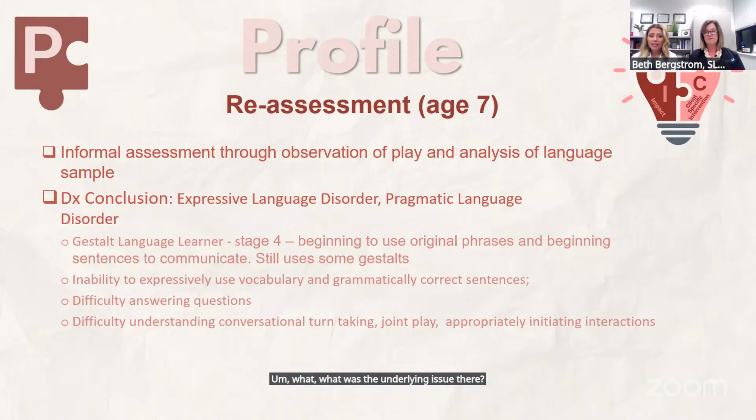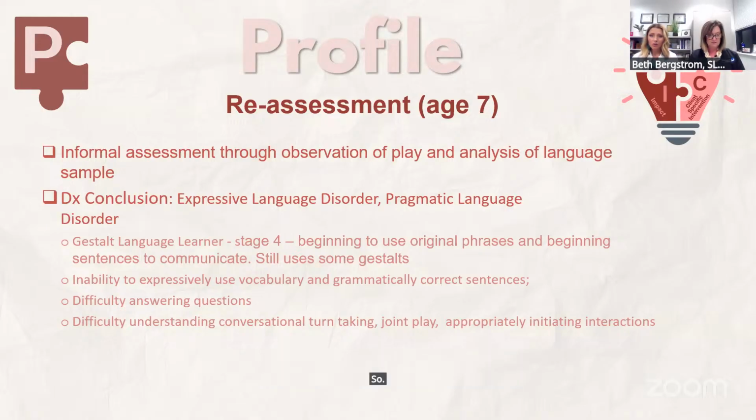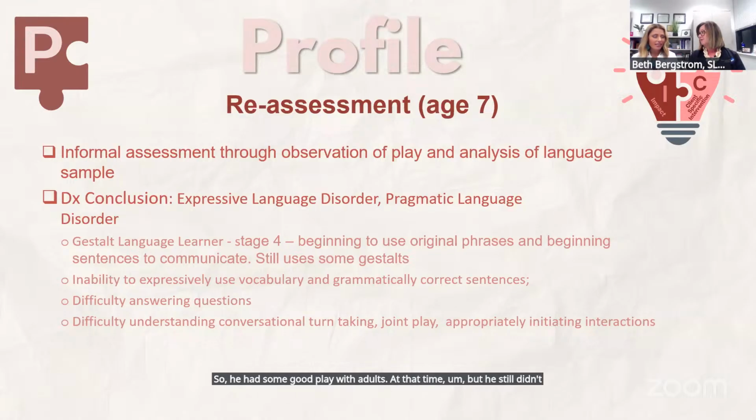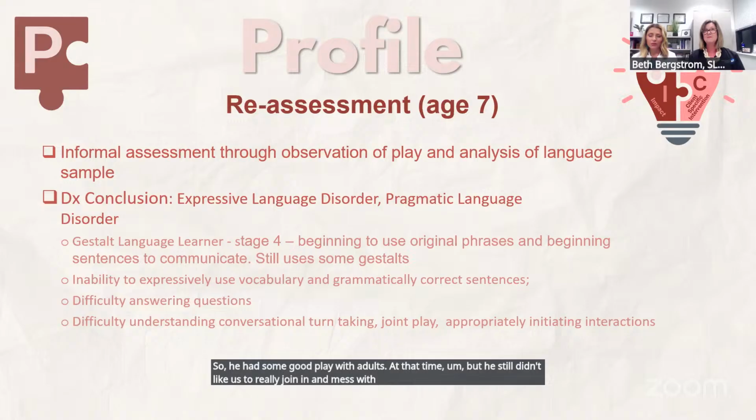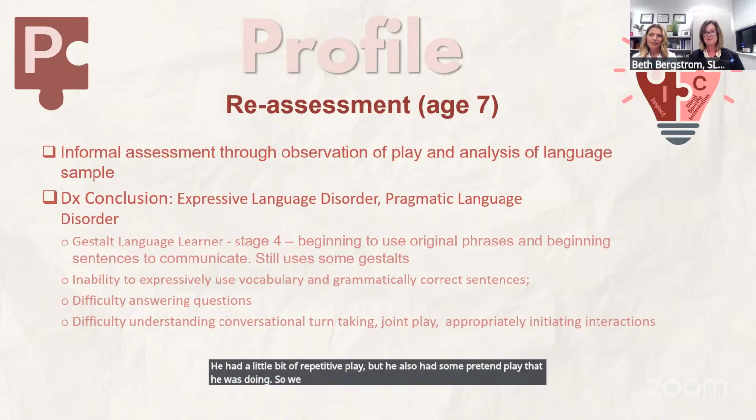And then pragmatically, he had difficulty understanding conversational turn-taking, joint play, and appropriately initiating interactions. So he had some good play with adults at that time, but he still didn't like us to really join in and mess with what he wanted to do with the toys. He had a little bit of repetitive play, but he also had some pretend play that he was doing. So we really wanted to kind of encourage that joint play a little bit more.